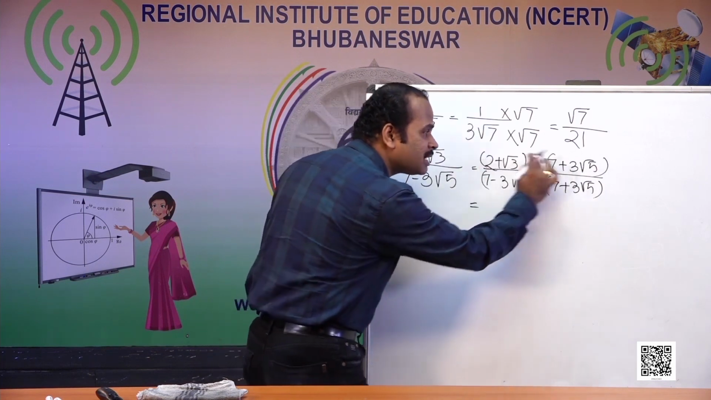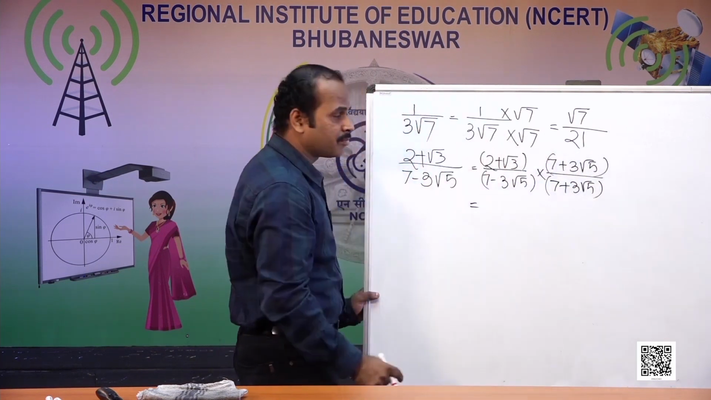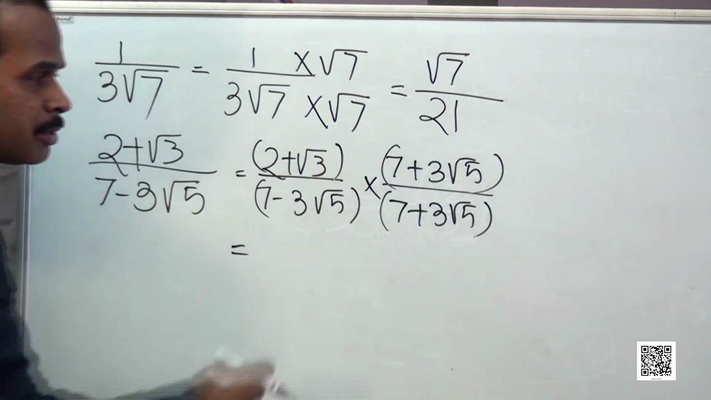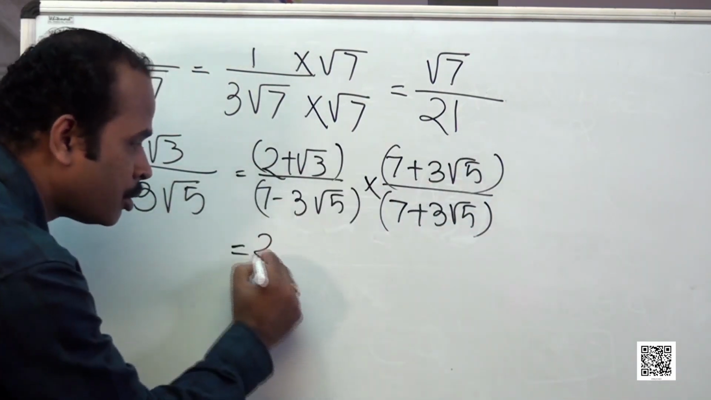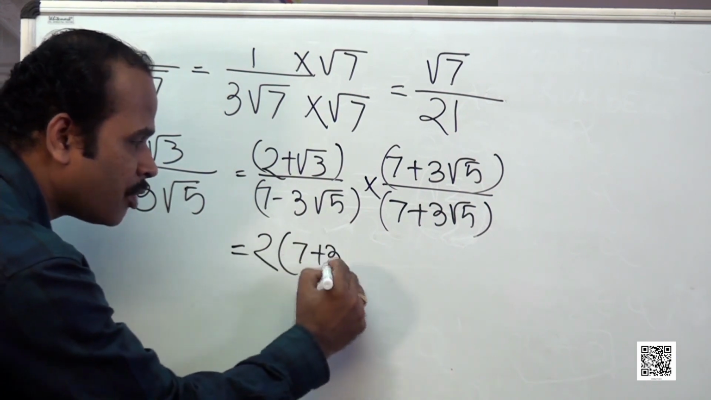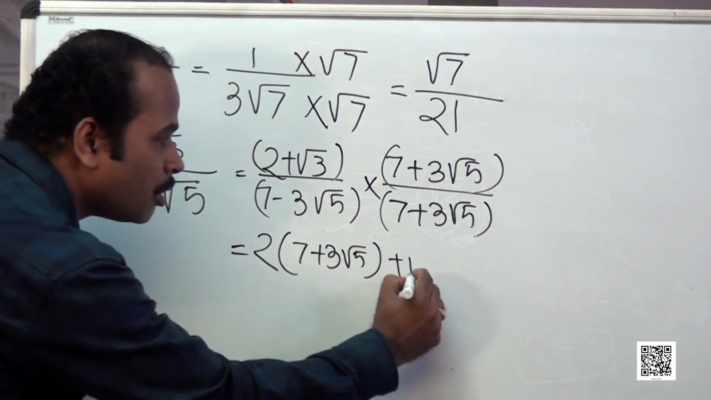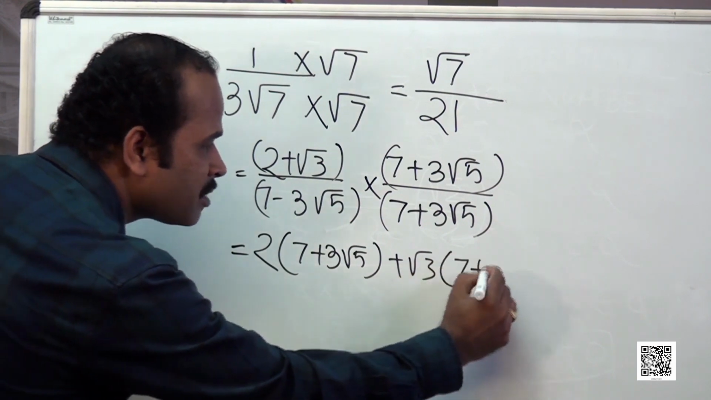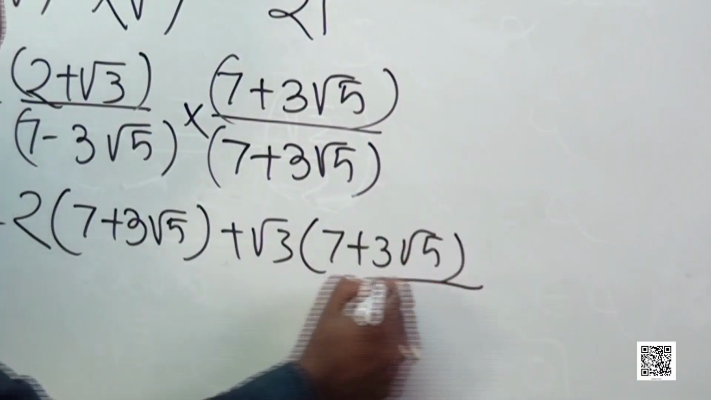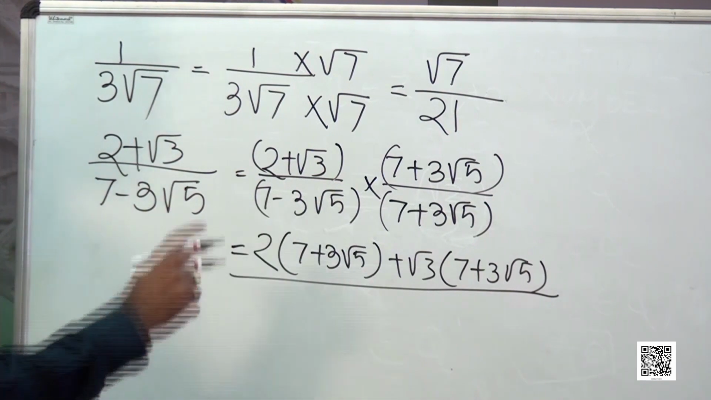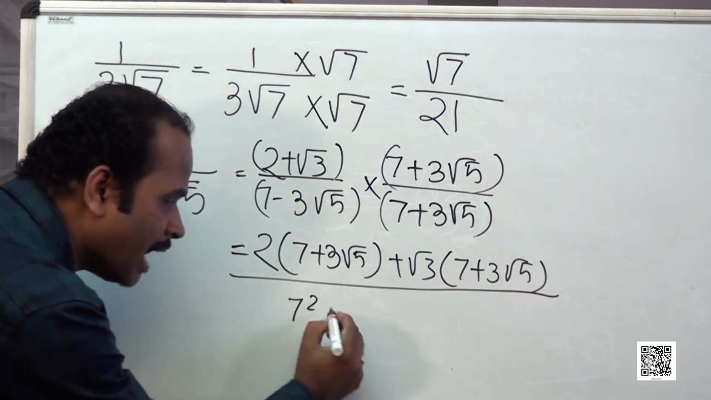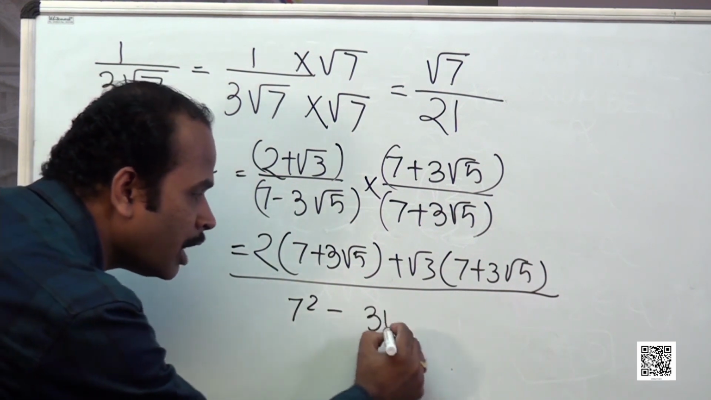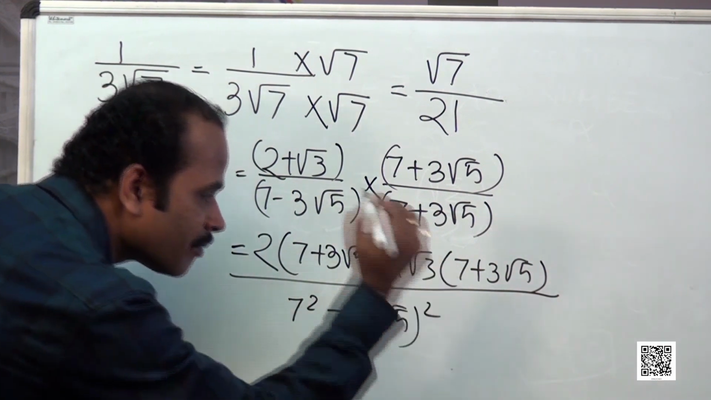So let me open this bracket and multiply each individual term. There are 2 terms which multiply with 2 terms, so I will find now 4 terms. So 2 with all these terms I can write 2 whole into 7 plus 3 root 5 plus root 3 into 7 plus 3 root 5 by distributive property of addition. And in the denominator, it is in the form of a minus b into a plus b, I can write it as 7 square minus 3 root 5 whole square.